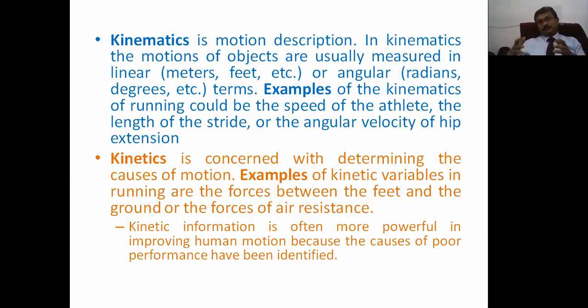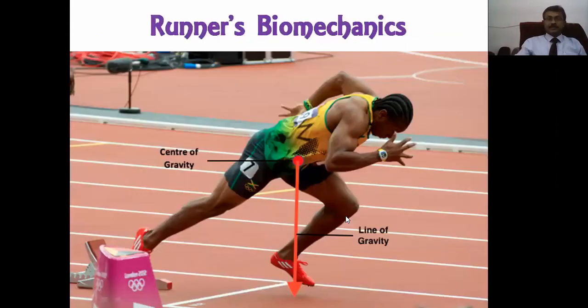For example, we are running on the track. If your nails are bigger, then what will happen? We'll get more friction. If you get more friction, then you cannot propel your body fast. So if there is a headwind, then also you cannot really move fast. So these are the difficulties or the issues which kinetics takes into consideration.